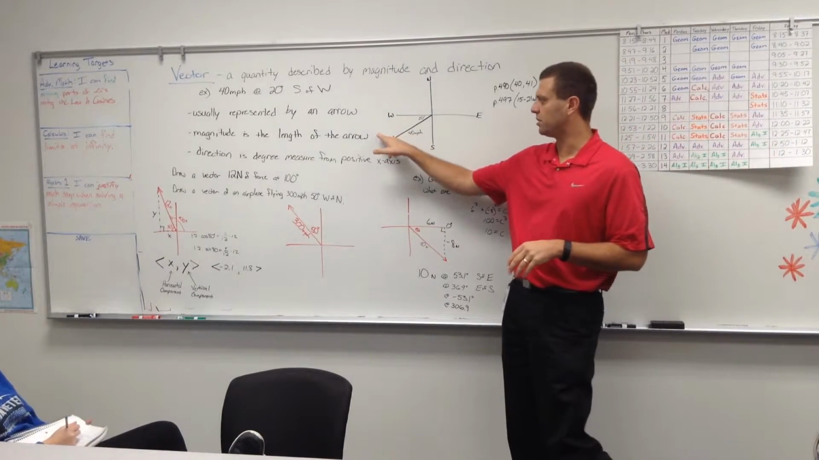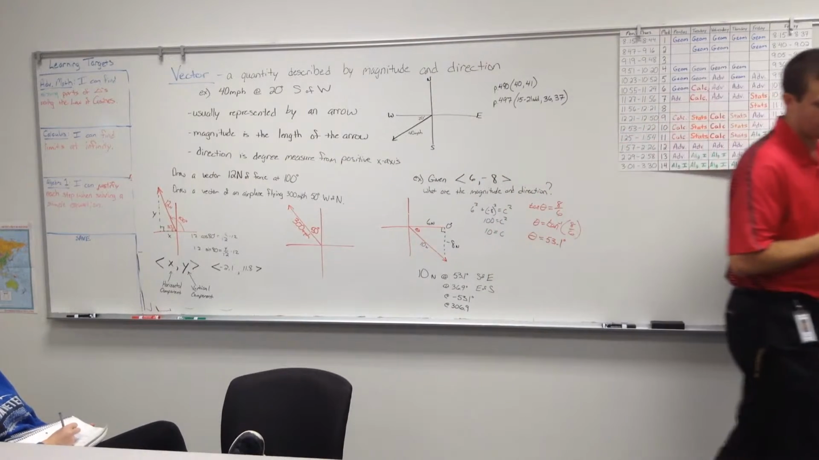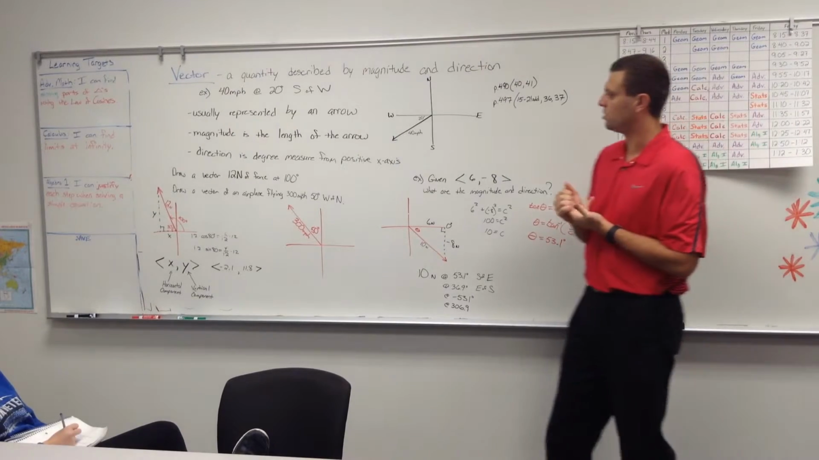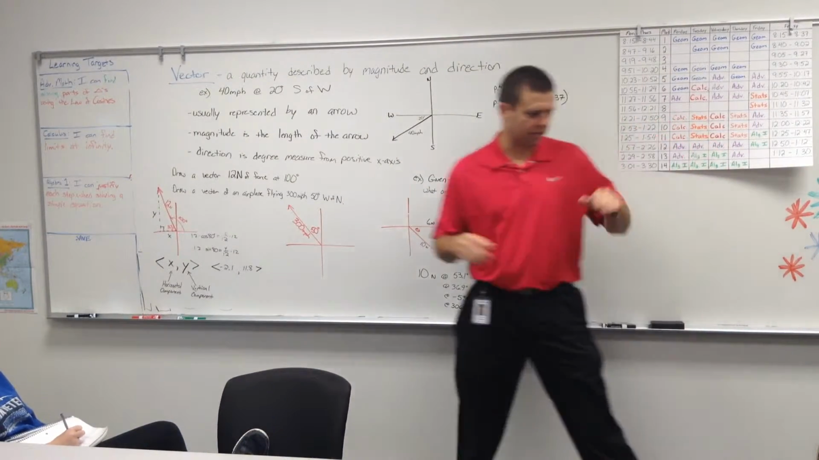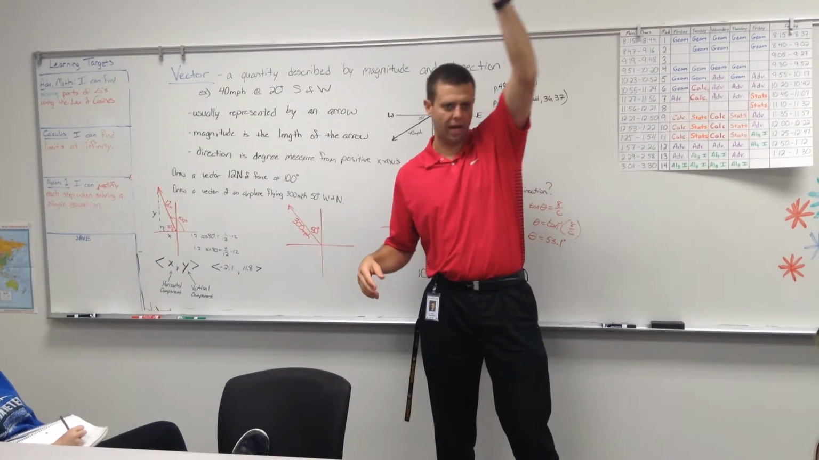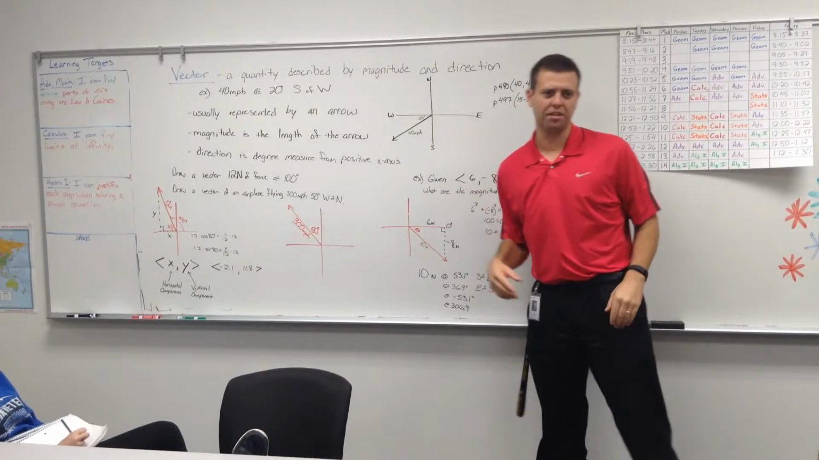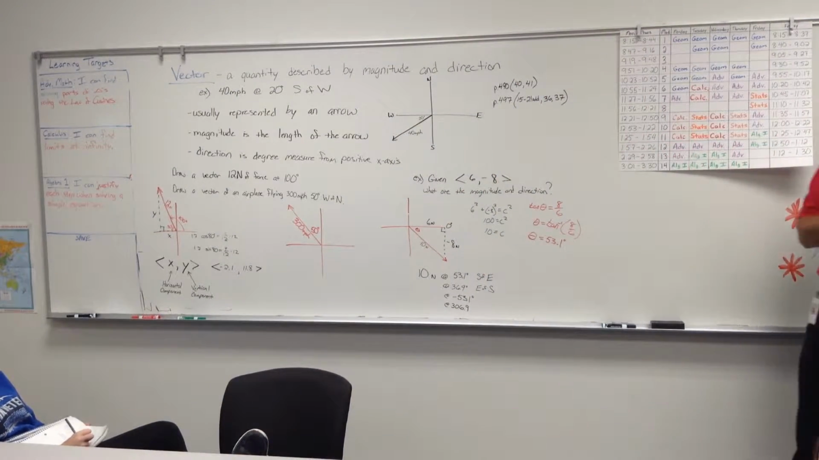Again, magnitude is the length, and direction is the degree measure. And we measure it from the positive x-axis, like I talked about before, 0, 90, 180, 270, 360, or we'll just use directions, kind of like I did here. I think it's easier to use directions. If you go into physics, I think it'll help you talking about directions that way.